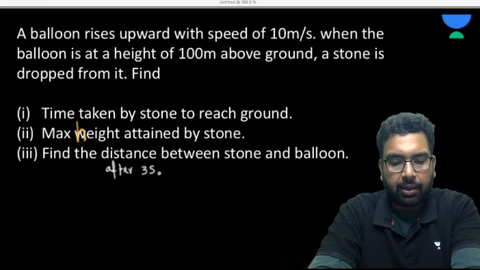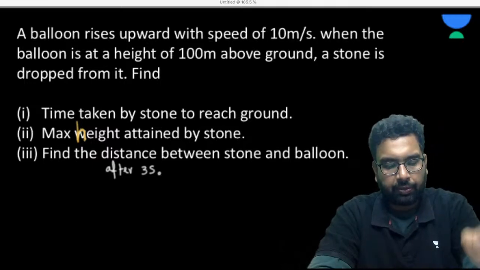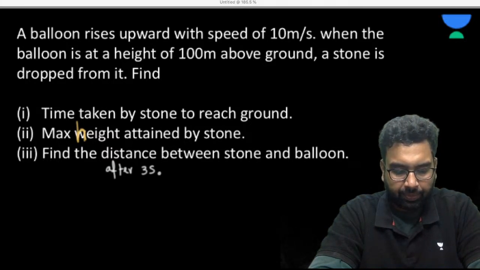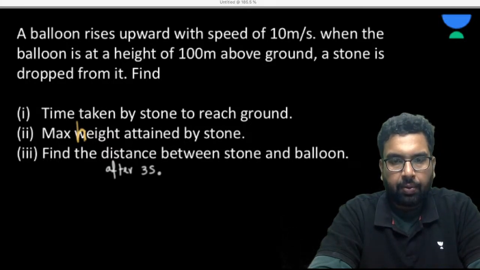Maximum height attained by the stone. Now, what does that mean?